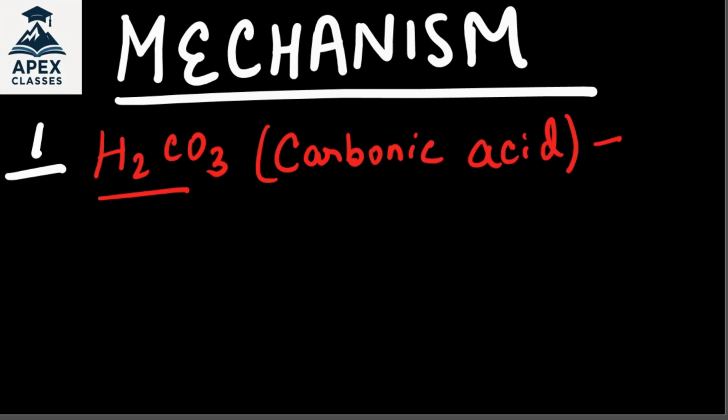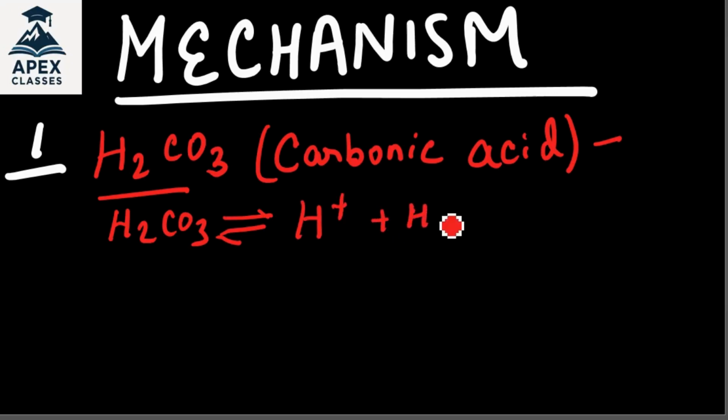See, what is the characteristic or property of an acid? An acid is a substance which dissociates to give H plus ion, correct? So following the characteristic of an acid, whenever H2CO3 dissociates, it is a reversible chemical reaction. So what will it form? First it will form H plus and then it will form HCO3 minus.